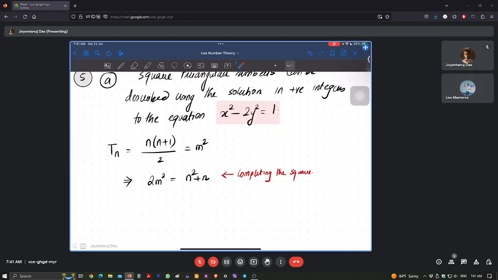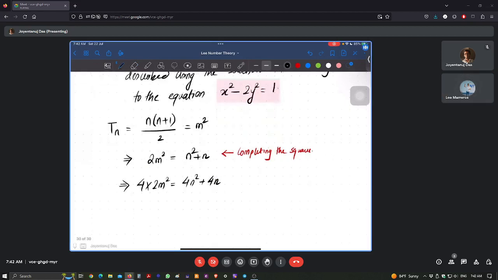Okay. So if I multiply by 2 on both sides, it will be 4, 2 and 2, right? Then this one will no longer be a perfect square, because 2n square is not a perfect square. That's why I multiply by 4 on both sides. So I have 4n square and 4n, right? Now if I plus 1 and minus 1, then you can see that this part is a perfect square.